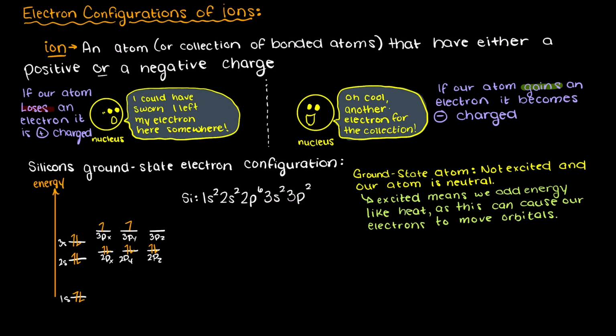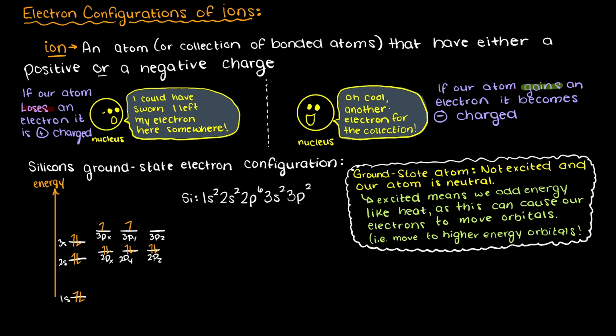But what if our silicon atom stole 2 electrons from another atom? Well, now our silicon anion, which is another way of saying negatively charged ion, doesn't have 14 electrons. It now has 16, leaving it with a charge of -2. So, what do you think that'll do to our electron configuration? Well, all it means is that we now have 2 more electrons to place into our orbital energy diagram here, like so.